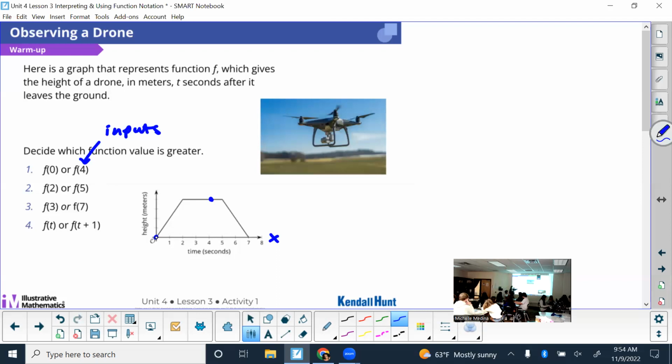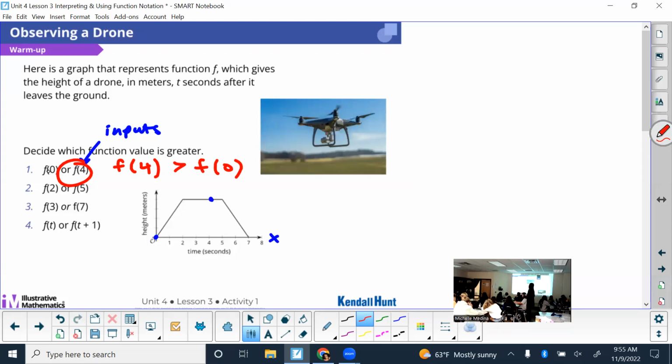Because as you go higher on the y-axis, what happens to the numbers? Good, they increase. So for this one, it's definitely f of 4. You might also see it like this: F of 4 greater than F of 0. Just so you know, they're just showing which one's greater.